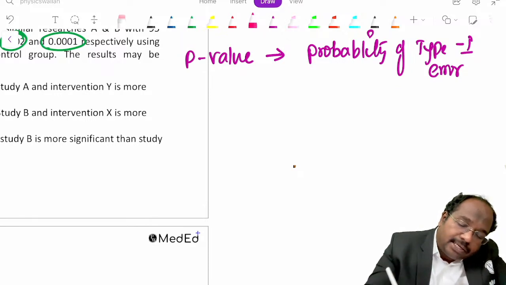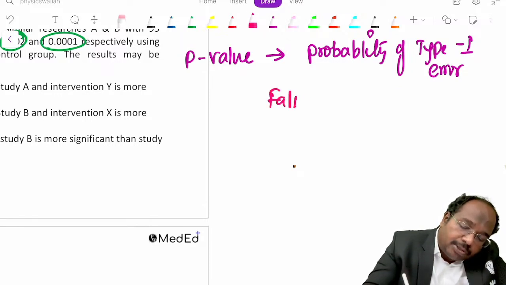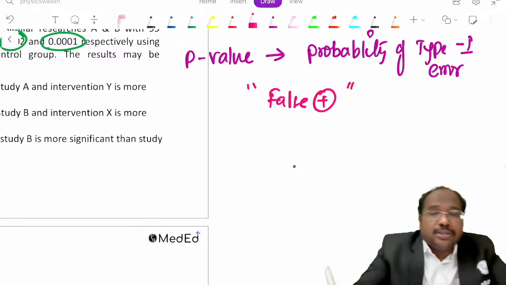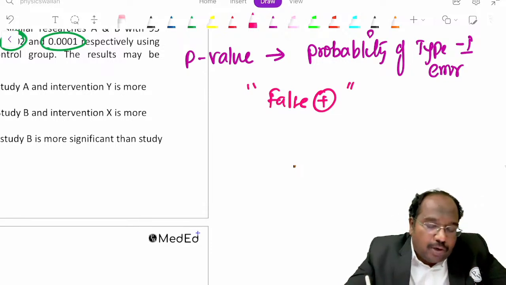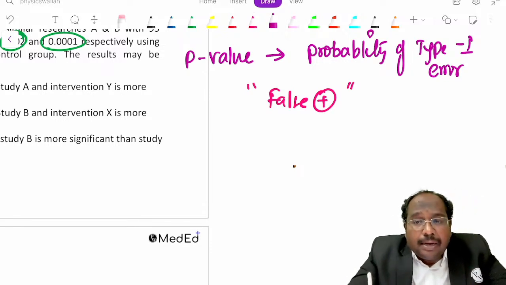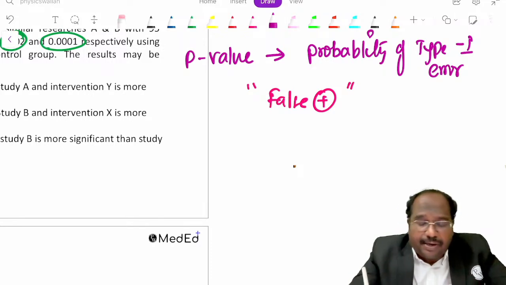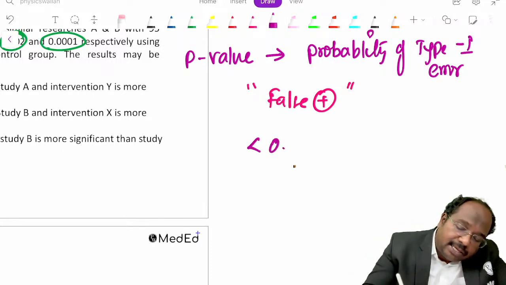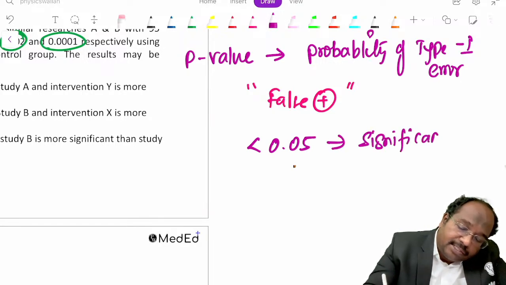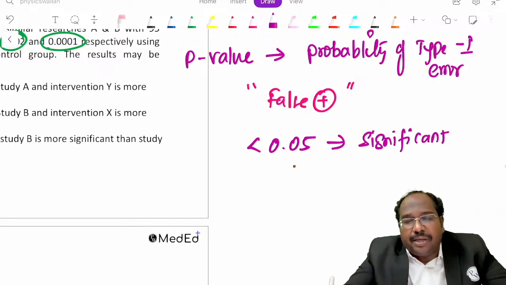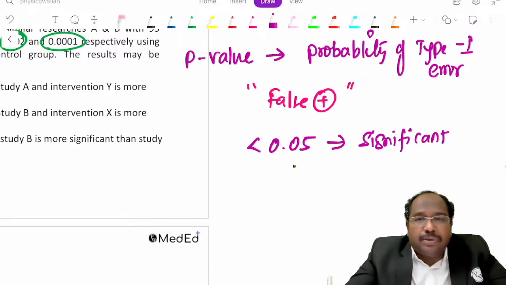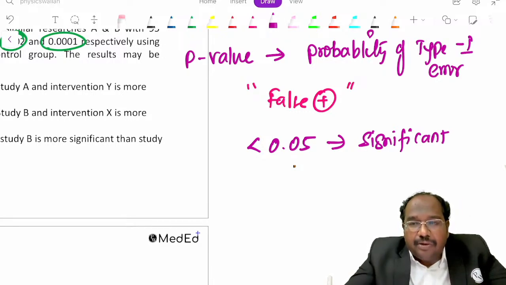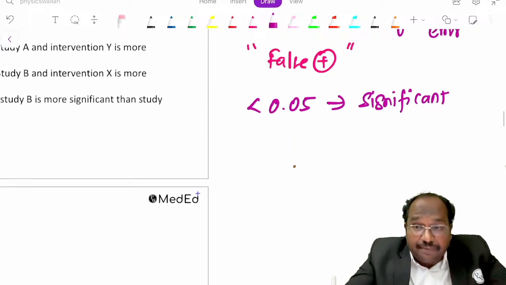So you can say that type 1 error is false positive. Okay, false positive. So what is the chance of false positive? So we say at what p-value the results are significant. When the p-value is less than 0.05, it is significant. Whenever you are doing research, next year once you become a PG, as a part of PG you may do some research. In undergraduation time also you will do some research. So if p-value is less than 0.05, it's a significant result.